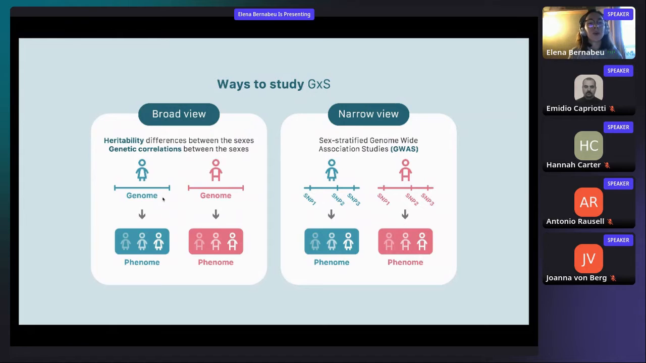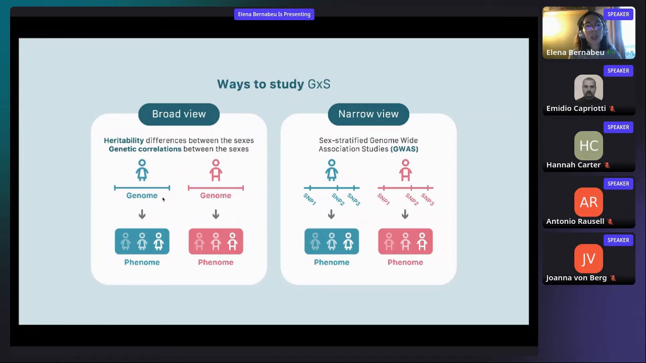Now with the broad view, what we are trying to do is establish the relationship of the genome as a whole to the phenotype. So for example, by measuring how heritable a trait is in a measurement that is very aptly named heritability, we are able to estimate how much of the phenotypic variance can be accounted for by genetic variance. So if we were to calculate heritability in males and in females separately, and we were then to see a difference in heritability between the sexes, this could indicate that there is a certain heterogeneity in the genetic control of that trait between the sexes.